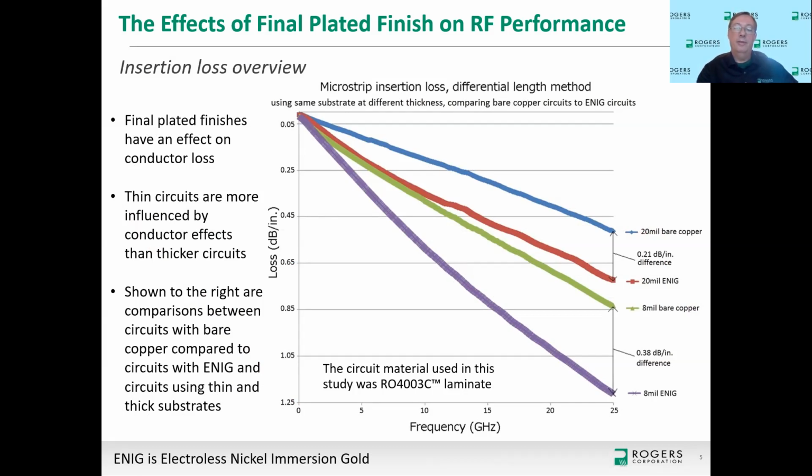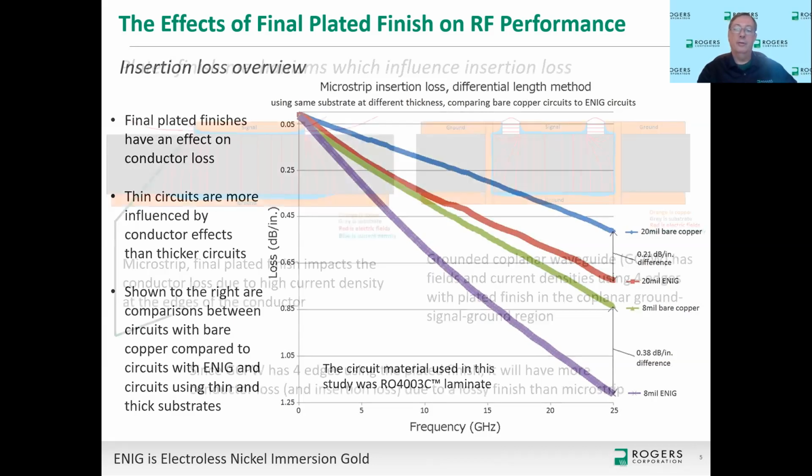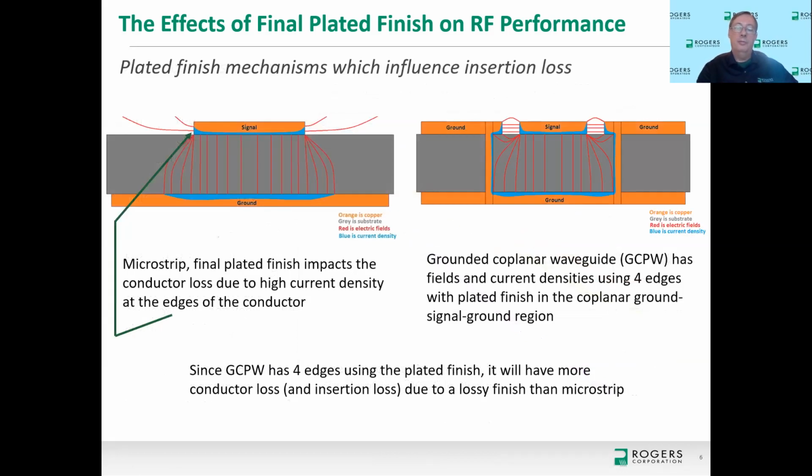And ENIG is affecting the conductor losses, so this just shows that a thinner circuit's more affected by differences in the conductor effects than a thicker circuit. Differences in the conductor effects here is ENIG is causing more conductor loss than the bare copper circuits. So I've been asked many times before in microstrip, why do these plated finishes cause differences in insertion loss? Because most of the fields for microstrip are between the signal plane and the ground plane, and these plated finishes do not interact at that interface.